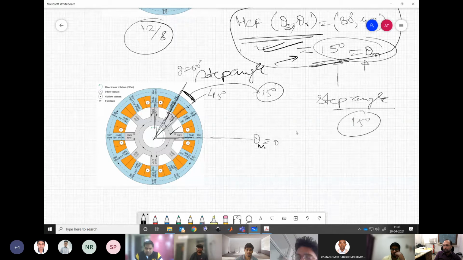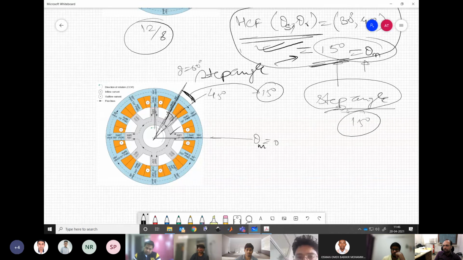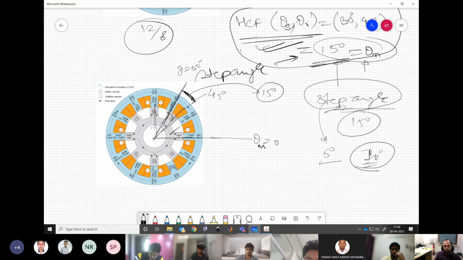This is important. When you say step angle, this defines a lot of things about your SRM. So a good SRM will have a very small step angle, let's say 5 degree or 10 degree or something like that, so that you can control it better. Which would obviously mean a lot of poles on the stator and rotor. Understanding my point?